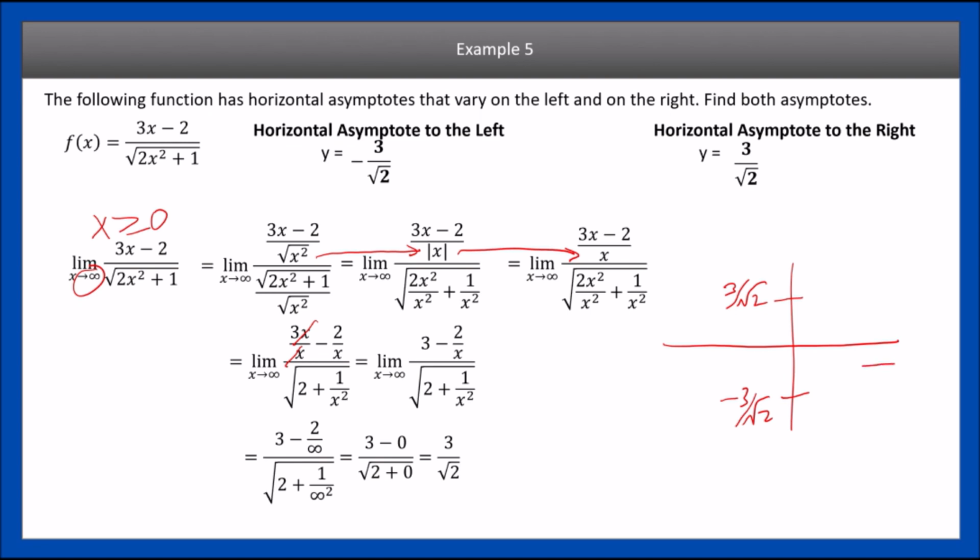As x approaches positive infinity, we note that the function is approaching this asymptote right here, but as it approaches negative infinity, the function is approaching this asymptote right here on the left side. So it kind of looks like that. On the right side it's approaching one asymptote, on the left side it's approaching a different one. Okay, this is not exactly how the graph looks. This is just an example to demonstrate.